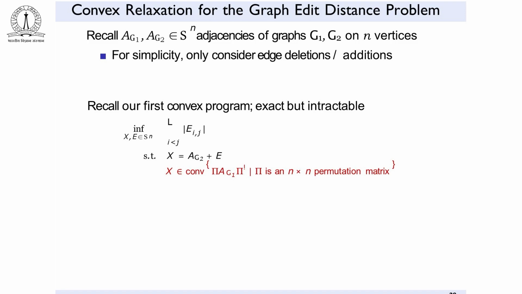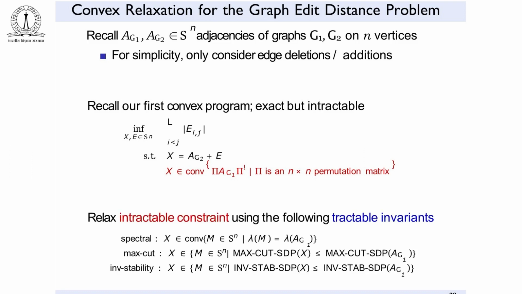The first convex program that we wrote down, again, exact but intractable, was this. Sum of the absolute values, this stuff. This is what we wrote before. And this set in red is the hard set. And here we'll consider relaxing our intractable constraint using all of these. We'll use the spectral stuff, we'll use max cut, we'll use the inverse of the stability number. We'll throw all of these in. Each of these are outer approximations of this red thing.